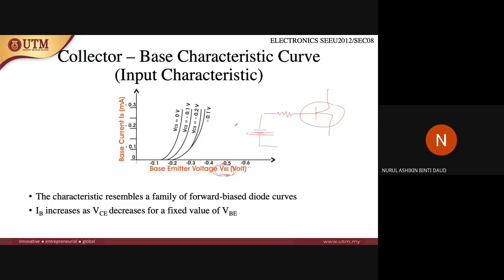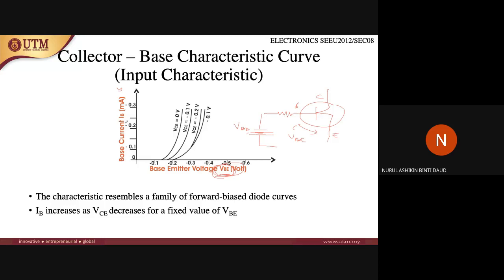Okay, so this is the VBB, right? VBE is here, the value of VBE. This is the emitter, this is the base, and this is the collector. The information on the x-axis is the voltage at the base-emitter, and this is the y-axis.